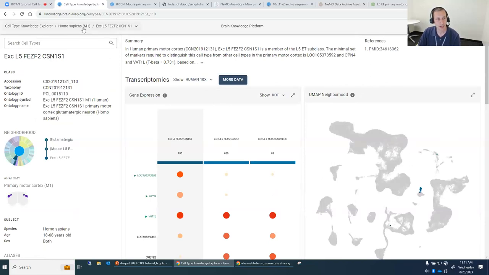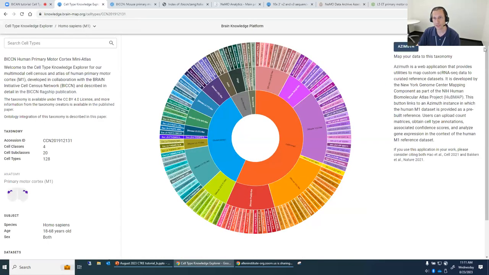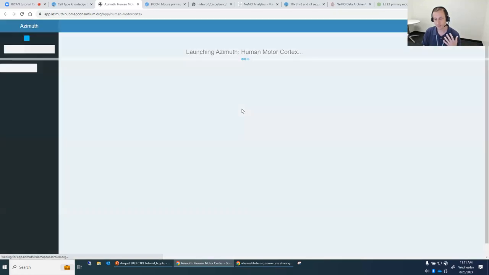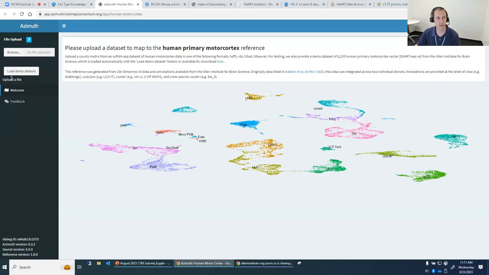Okay, I'm going to jump back up now to the main human taxonomy just to show you this right component. As I mentioned, a way of viewing your own data in the context of the taxonomy is Azimuth. This is a tool developed by the Satija Lab, which lets you take your own data, if you've collected single cell or single nucleus RNA sequencing data from cortex, and get out the primary motor cortex cell type labels on your own data. You can upload your data here and hit go.